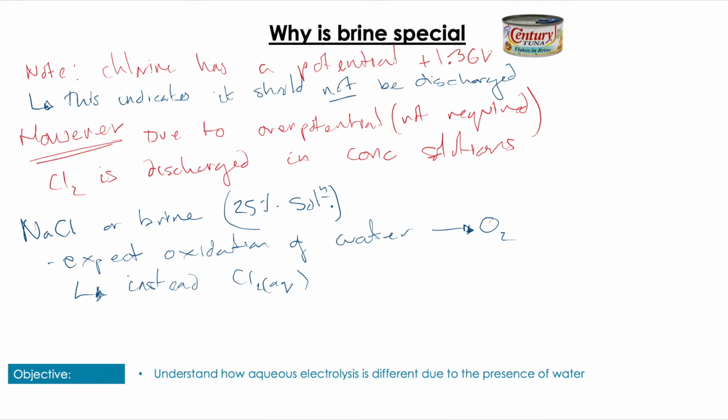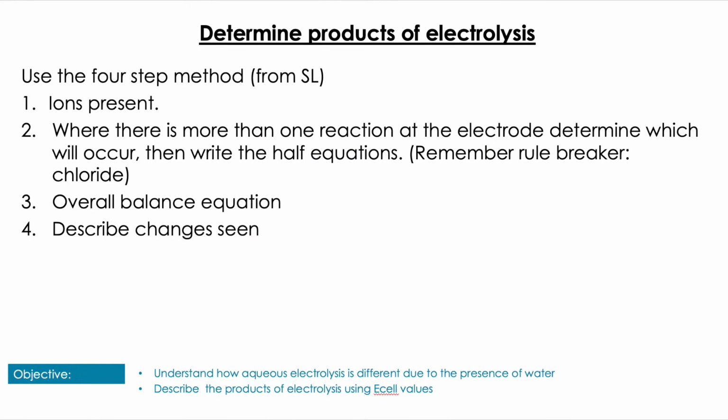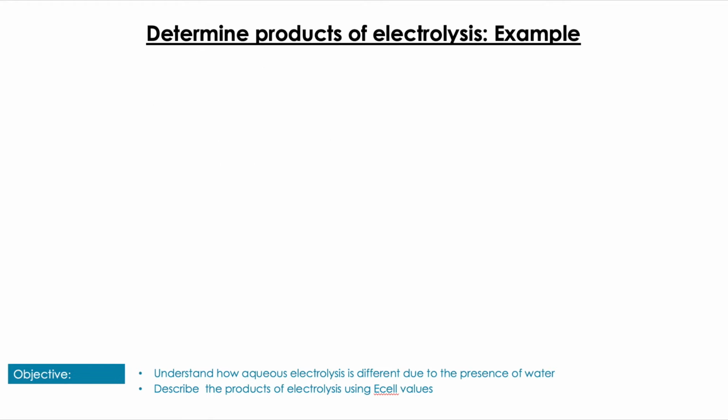So if we're asked what we would expect the products of an electrolysis to do, we can use the same 4-step method we introduced in the SL component, but we're just going to elaborate on that second step, what reaction is occurring at each electrode. So let's have a little look at an example.